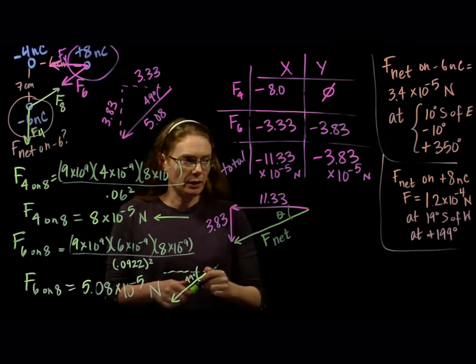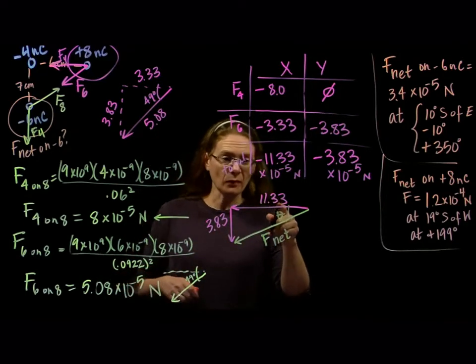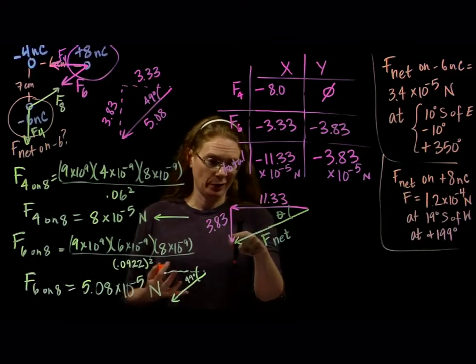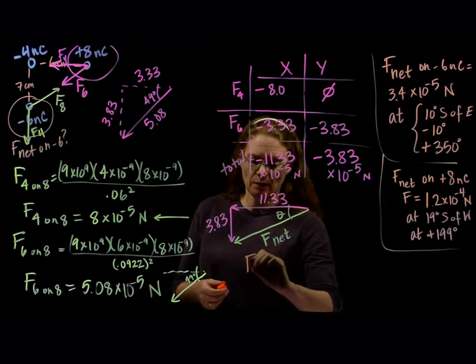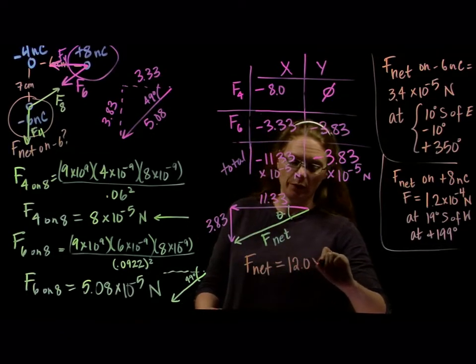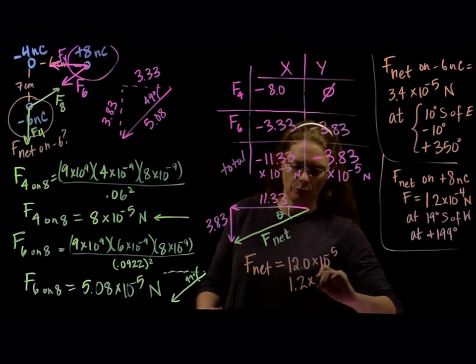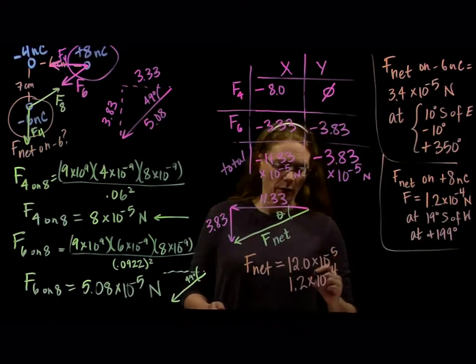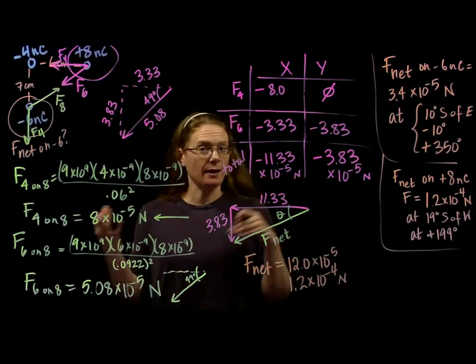If I do the Pythagorean theorem here, 11 and 3.8, then it has to be bigger than both of those. And what I get for the size is 12.0 times 10 to the minus 5, which I'm going to convert to 1.2 times 10 to the minus 4. So that's the size of it. Vectors have size and direction.